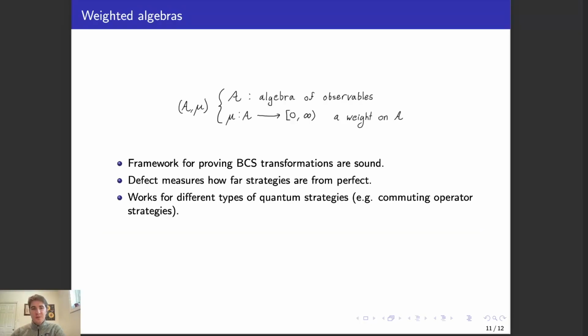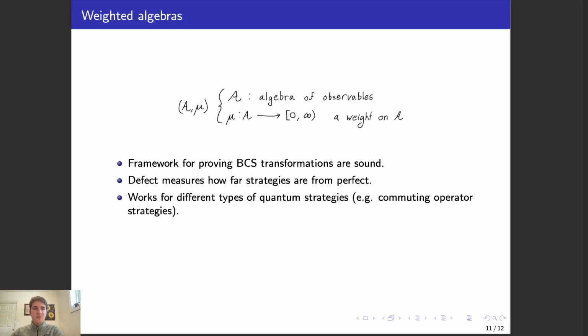In order to prove theorems about the soundness of BCS reductions like the one on the previous slide, we introduce a formalism we call weighted algebras, where A is an algebra of observables and mu is a finitely supported weight on the algebra. We use the weight to introduce a quantity which we call the defect that measures how far strategies are from being perfect. By looking at how transformations such as context splitting and classical homomorphisms affect the defect, we can analyze how they affect the soundness of BCS protocols.